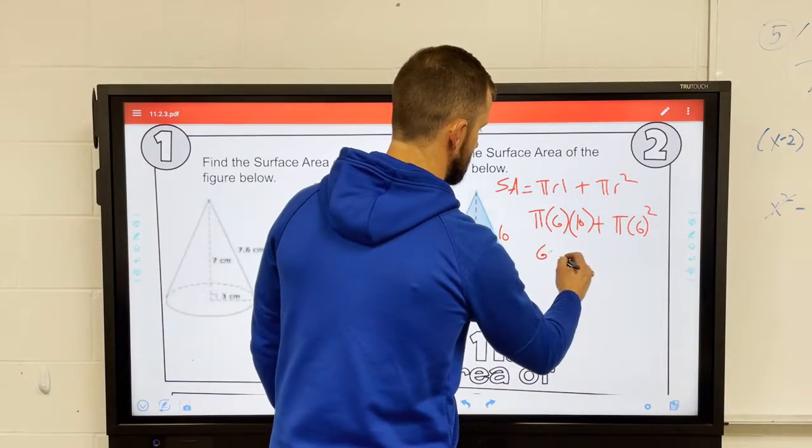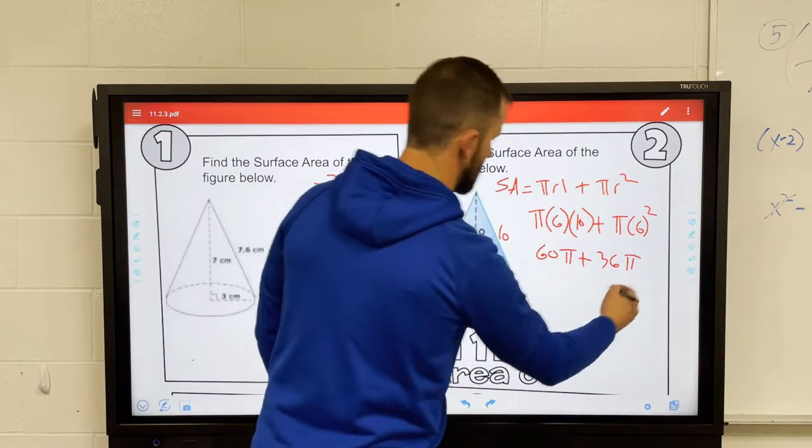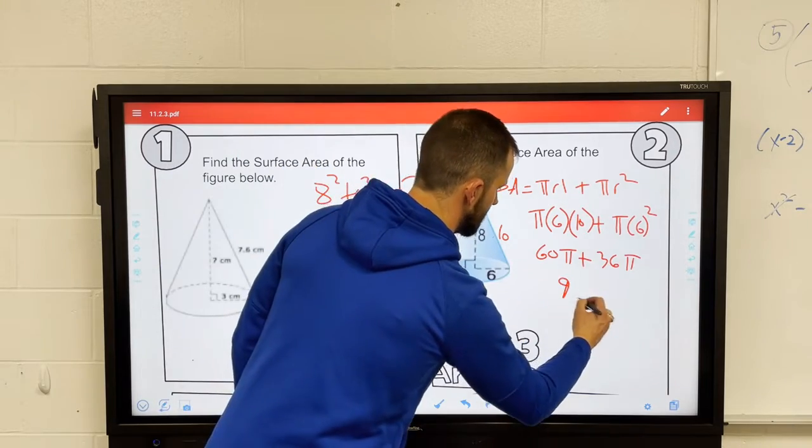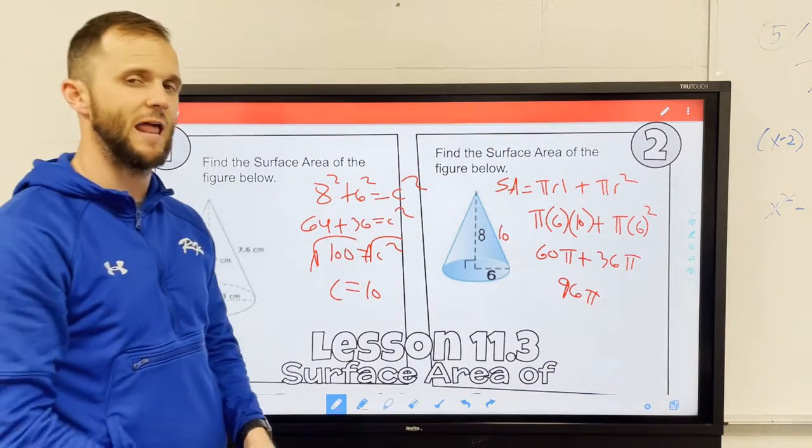6 times 10 is going to be 60 pi. 6 times 6 is going to be 36 pi. 60 and 36 will end up giving me 96 pi. So again, that would be my answer in terms of pi if it asked for that.